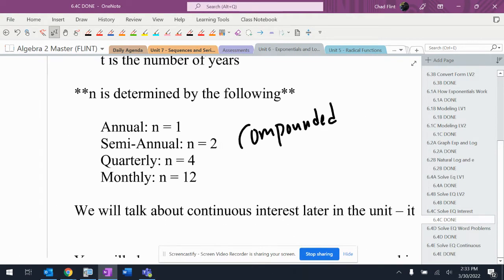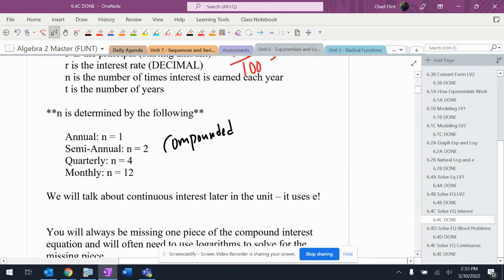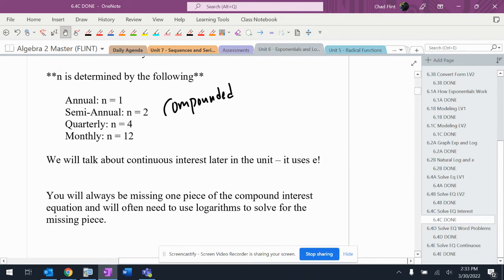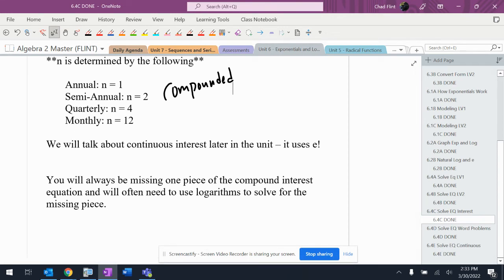All right. Compounded means that instead of getting 3% interest one time a year, you'll get a portion of that. If you're doing it monthly, you'll get a portion of that each month, and it ends up being so that you get more than 3% interest in a year because you get interest in little bits at a time, and then that interest actually earns interest. All right. So that's what compounding means. We're going to talk about continuous interest later in the unit. It's going to use e. We'll deal with that when we get there.